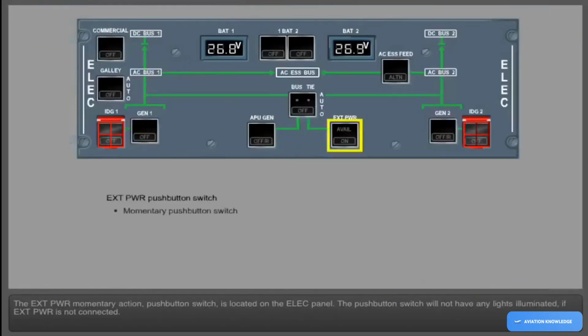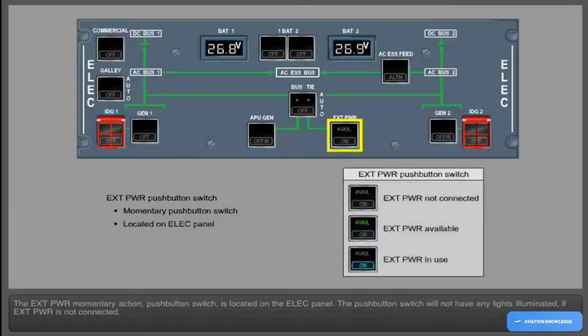The external power momentary action push-button switch is located on the electrical panel. The push-button switch will not have any lights illuminated if external power is not connected. It will display available in green if external power is connected and within limits, and on in blue if external power is selected on and powering the electrical system.